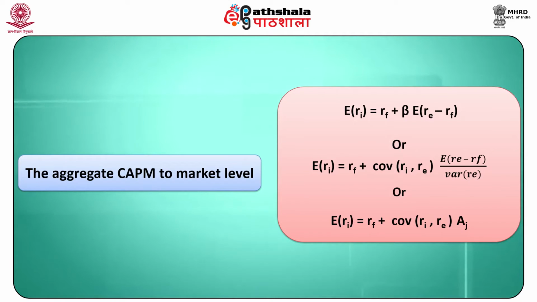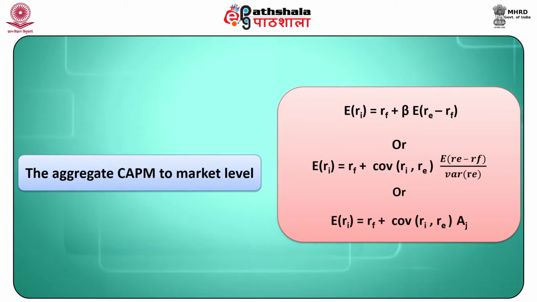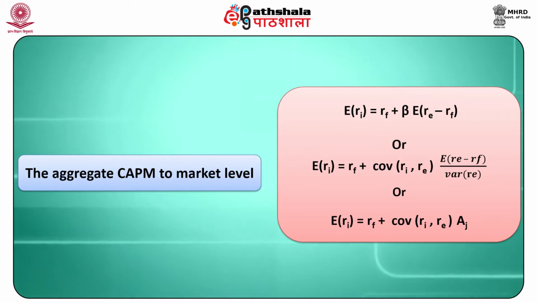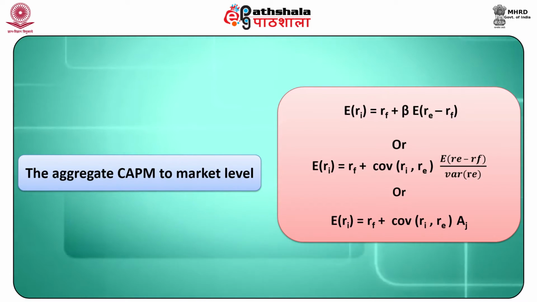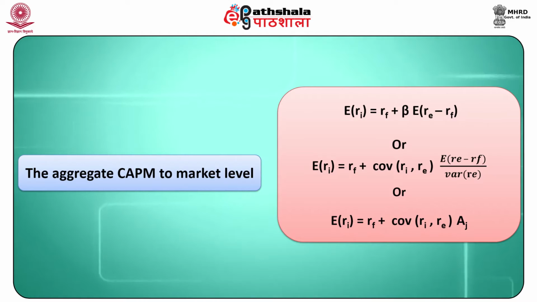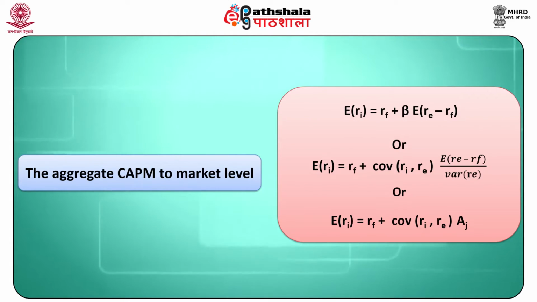The expected excess return of the market portfolio divided by its variance is called the price of risk. If the investor holds only equity, then the price of risk is the average risk aversion of the investor in Colombia. If it is denoted by Aj, then the equation can be written as E(Ri) equals Rf plus covariance of Ri and Re into Aj. Therefore, in the segmented market, the expected return is related to the variance of the market return rather than the covariance with the world market return.